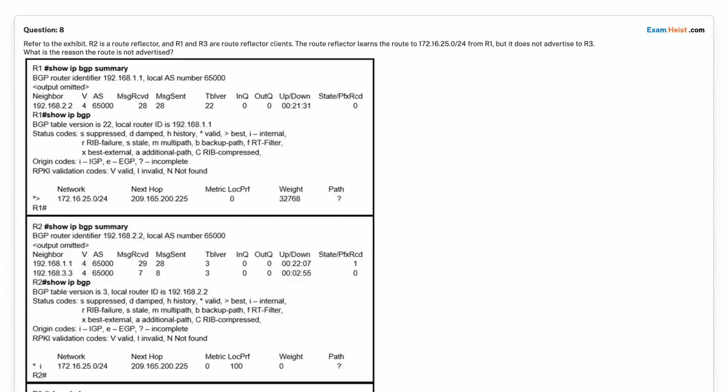Question 8. Refer to the exhibit. R2 is a route reflector, and R1 and R3 are route reflector clients.